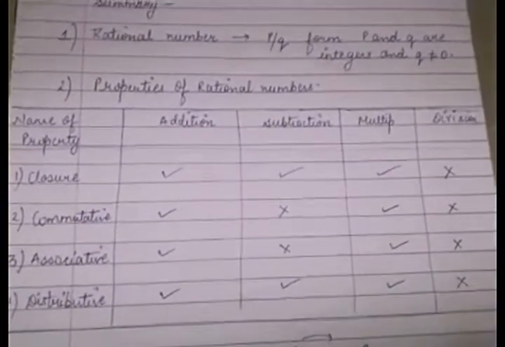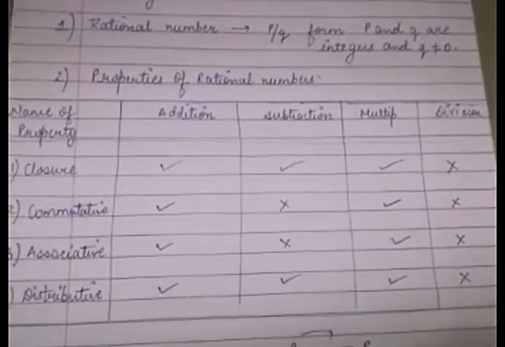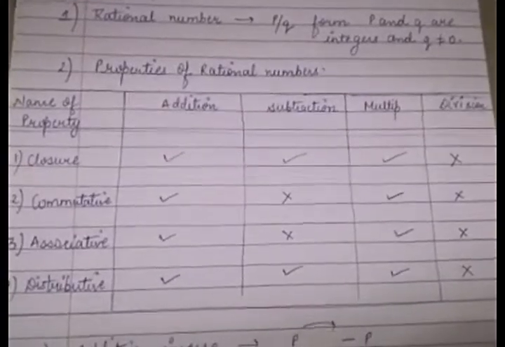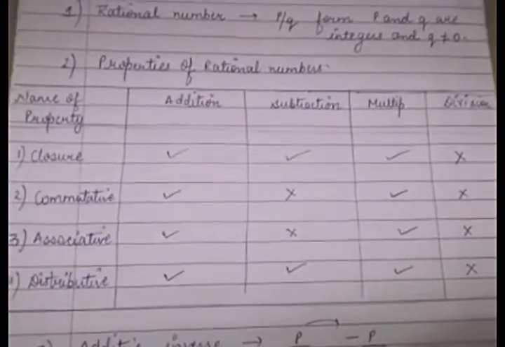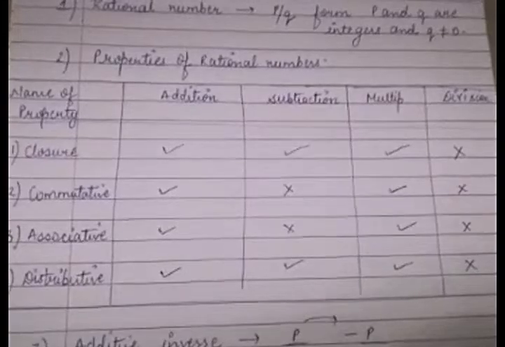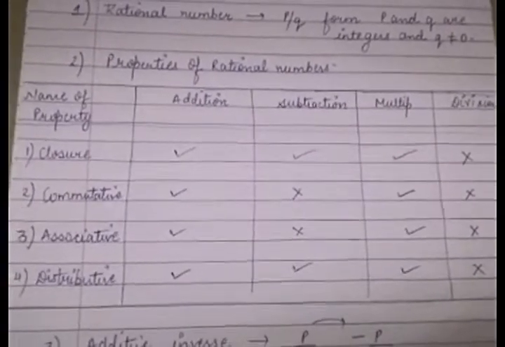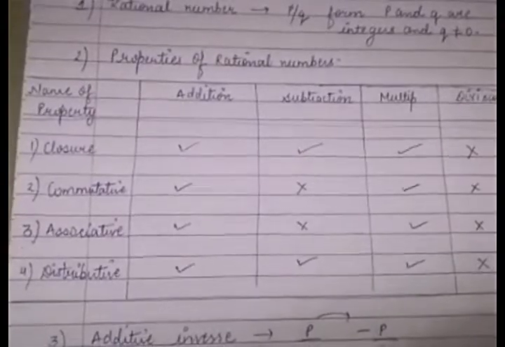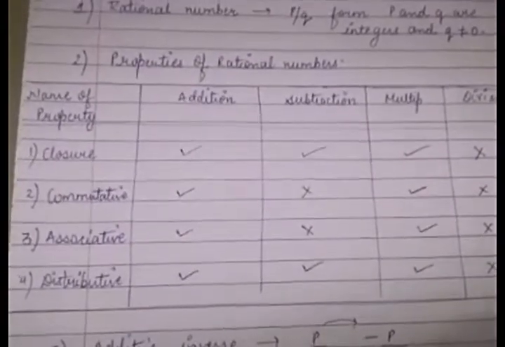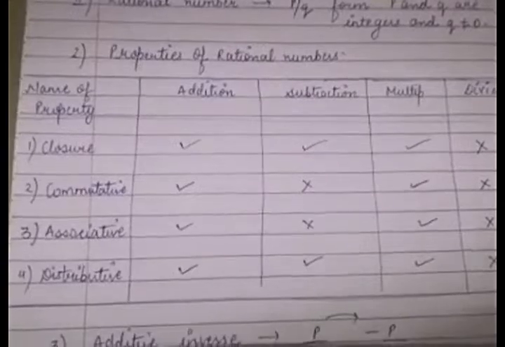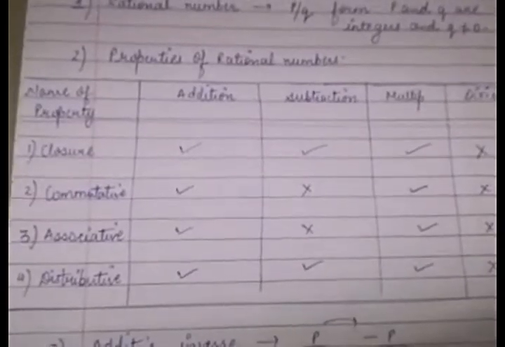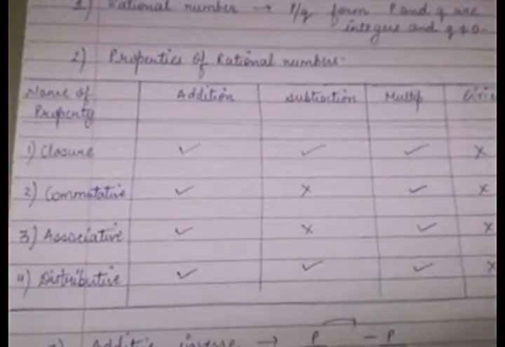In commutative property we have seen it is applicable in case of addition, but not in subtraction and division. Then we have seen associative property is applicable in case of addition and multiplication, but not in case of subtraction and division, and distributive property was applicable in addition, subtraction, multiplication, but not in case of division.